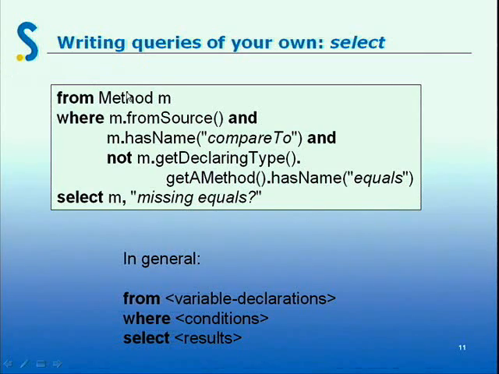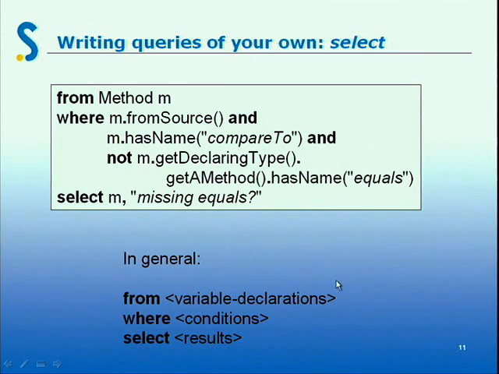We're looking for a method m, which occurs in the source. We're not interested in matches that are somewhere in a library. Furthermore, we're looking for a method that has the name compare to. And it's not the case that if I get the declaring type, I find any method in that has the name equals. So the type that declares compare to does not declare another method named equals. And when that's the case, then we select the method m and the string missing equals.